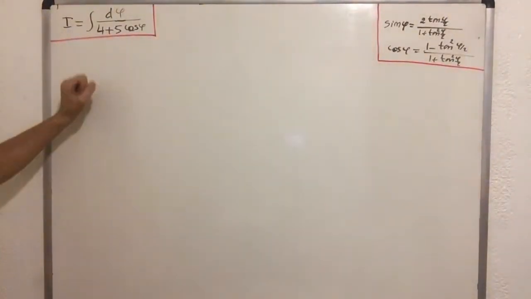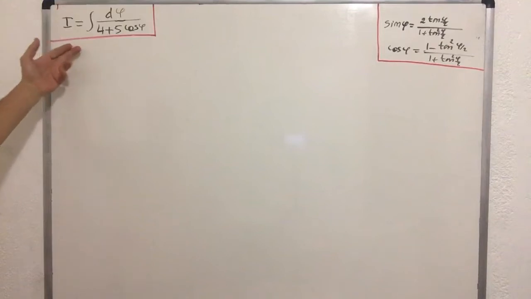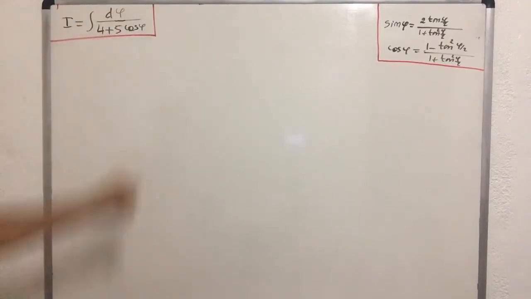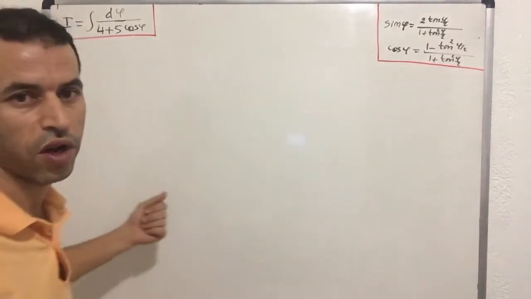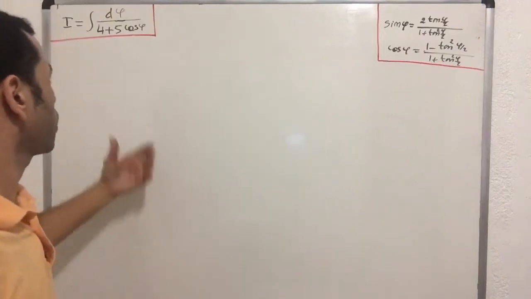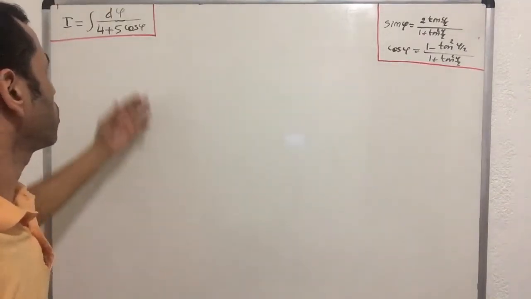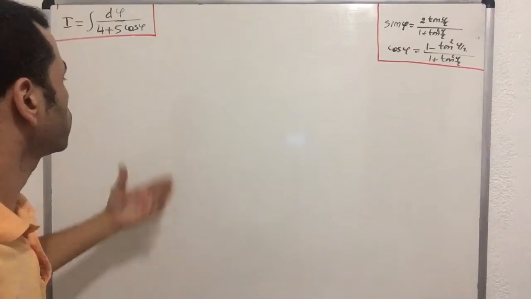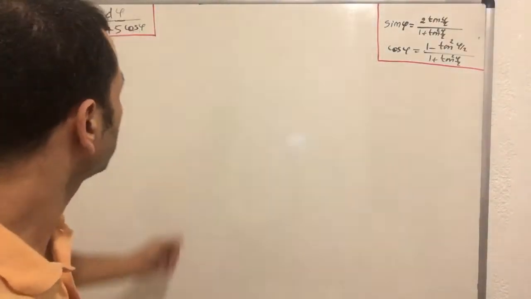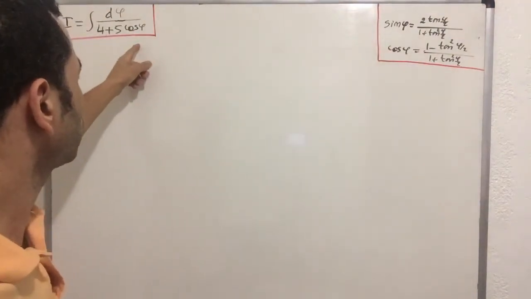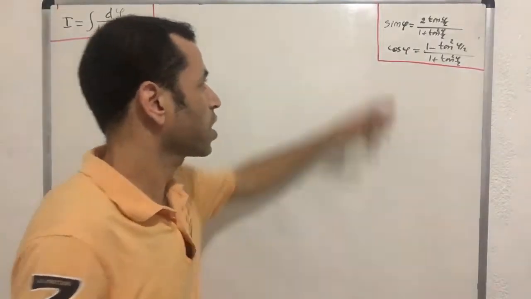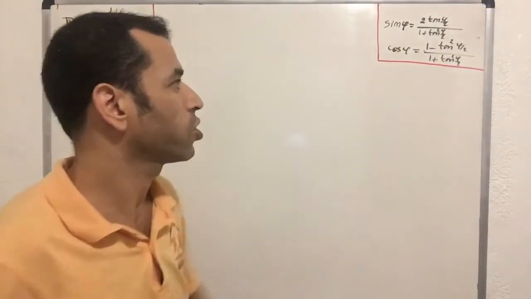Today's video we are going to evaluate this integral: I equals the integral of d phi over 4 plus 5 cosine phi. This is a trigonometric function inside of our integral. When you see the function has trigonometry, you may use substitution as a variable change, or switch our trigonometry into other forms like sine phi, cosine, or tangent, something like that.